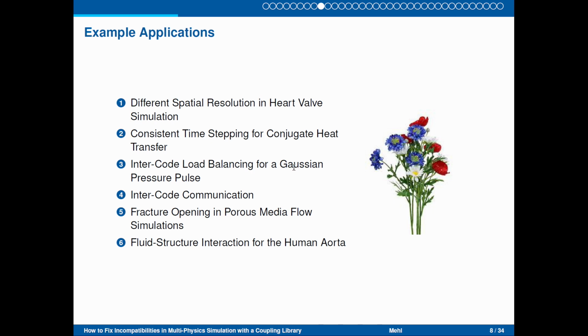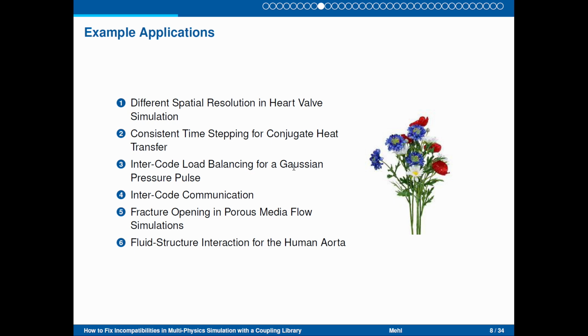So I would like to show you a couple of examples, and each of these examples addresses one or two of these incompatibilities which I've shown you in the beginning, such that you get an idea how this works. First example, heart valve simulation. Second example is an academic example, conjugate heat transfer in a very simple problem.